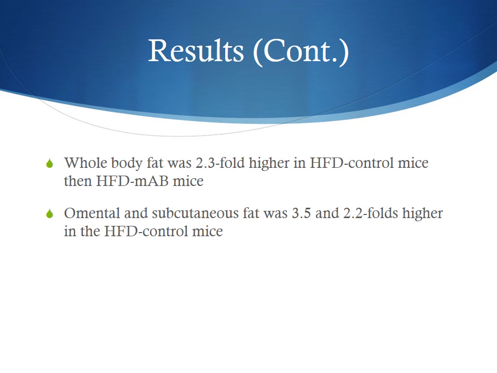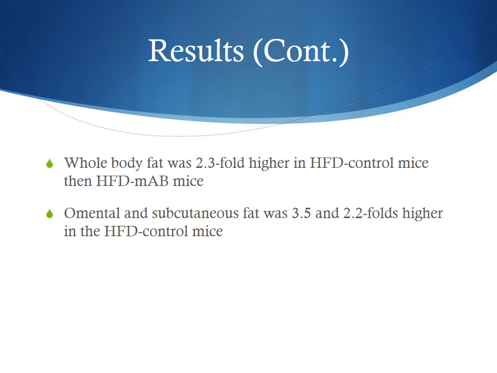The second part of this study was measuring how much fat each group of the mice with the high-fat diet accumulated over the 17 weeks. The results showed that the whole body fat was 2.3 fold higher in the high-fat diet control mice than it was in the high-fat diet antibody mice.